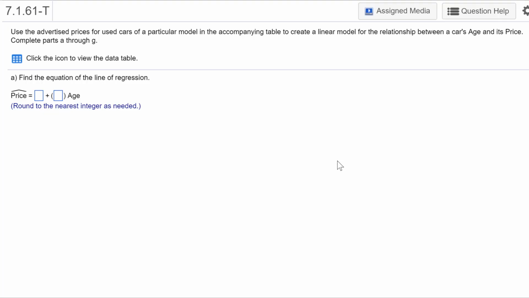Use the advertised prices for used cars of a particular model in the accompanying table to create a linear model for the relationship between a car's age and its price. Complete parts A through G.